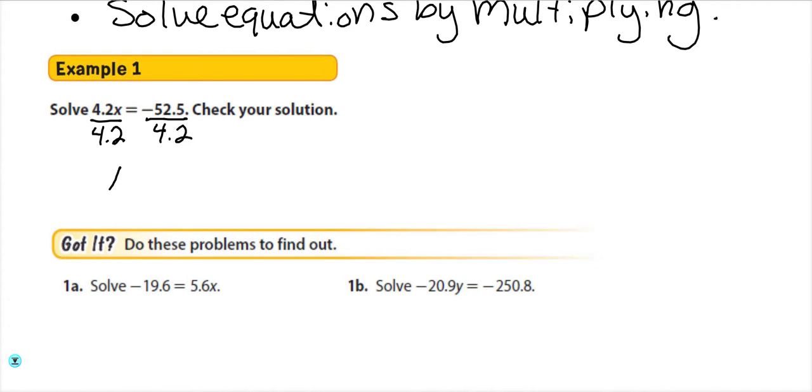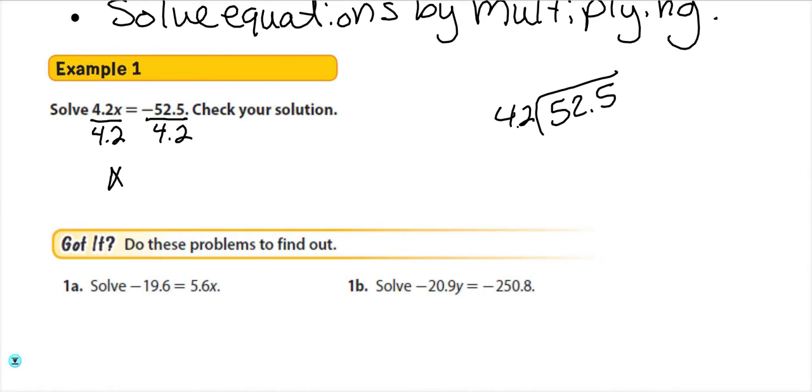Now the math is going to be a little bit more complicated. It's not going to be easy numbers like we've had in the past, okay? So we're going to have to come back and do some other math here out to the side. Okay, so let's go ahead and do that. So we're going to take negative 52.5, so 52.5. We're going to divide it by 4.2.